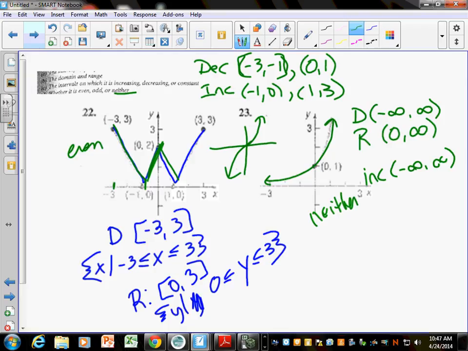So again, not that bad to do, but it's just kind of vaguely remembering how to do that. We had to do that? No, just kidding. That was D.